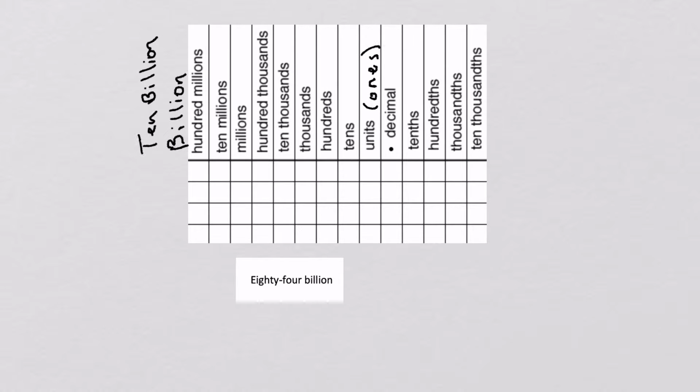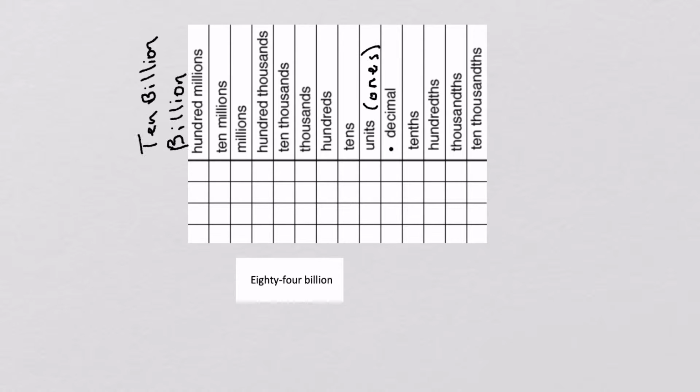Alright, let's talk about the number 84 billion. Notice I had to write in the billions and the 10 billions place. That's okay. I mean, these numbers do go on, and I just can't put a chart on this page that encompasses every single place value. So I went ahead and wrote in the 10 billions and the billions place.